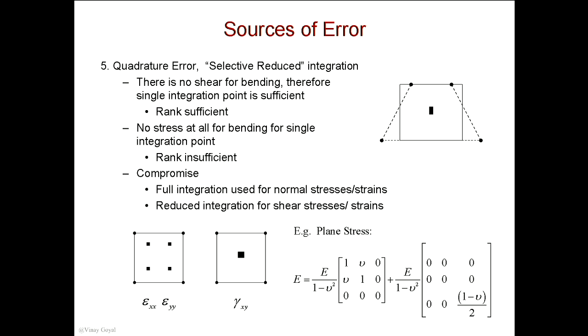But anyway, I can break up my stiffness matrix, right, into 2. And this one here, I will integrate fully, B, D, B, and I'll integrate this fully with full integration points, 4 integration points. And the shear term, the shear stiffness, I'll just integrate that with a single point. So that's called selective reduced integration.